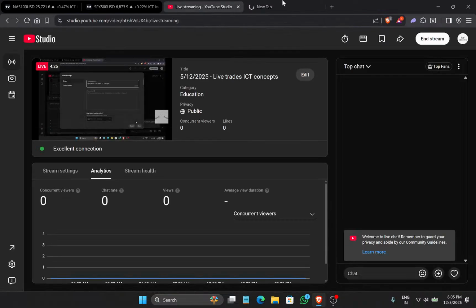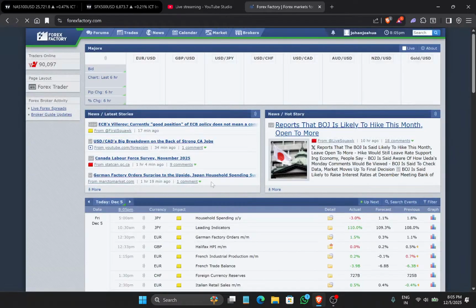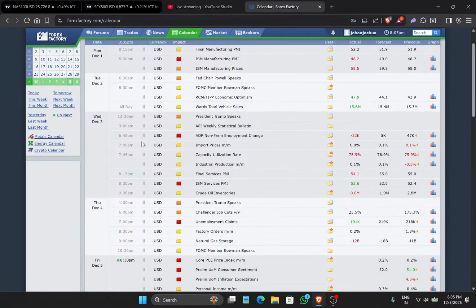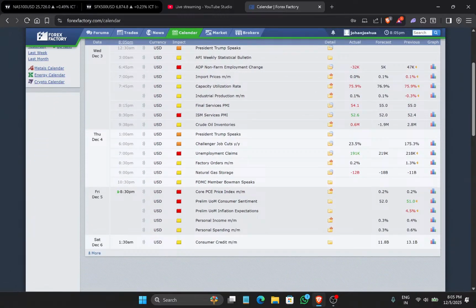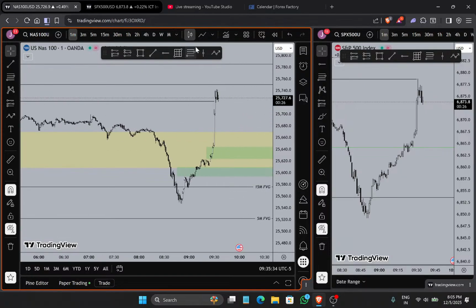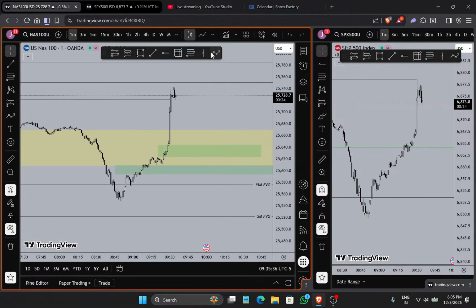Let's check the news also. There is a red folder news at 8:30, so you gotta wait for that. Most likely what will happen is there is news, and that's all for something like this.